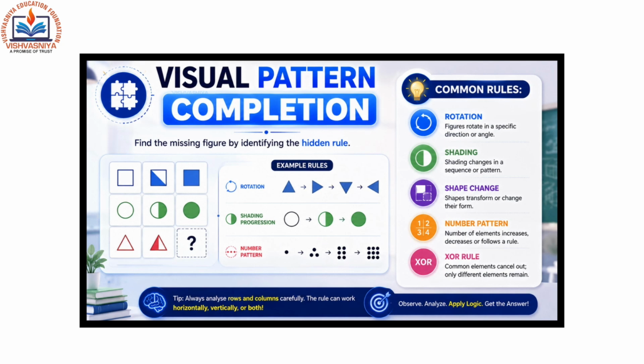Visual pattern completion questions usually contain a matrix of figures. You must identify the hidden rule. The rule may involve rotation, shading progression, increase in number of shapes, or combination of figures. One very important rule is the XOR rule. In XOR, common elements cancel each other and only different elements remain. Always check rows and columns carefully before selecting the answer.